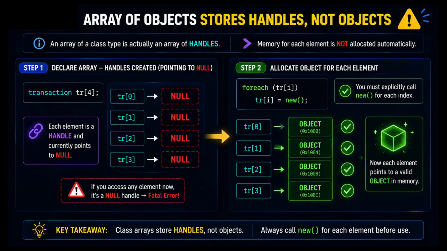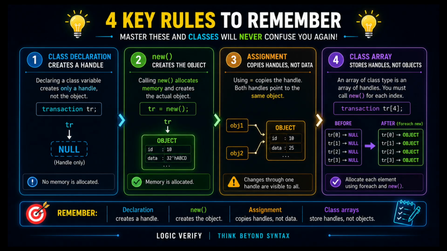Third trap, array of objects. When you create an array of class type, you are actually creating an array of handles, not objects. Memory is still not allocated for each element, so you must explicitly call new for each array index. If you forget this, you are again accessing a null handle. So remember this: class declaration creates a handle, new creates the object, assignment copies handles, not data, and class arrays store handles, not objects. If you understand this, SystemVerilog classes will never confuse you again.